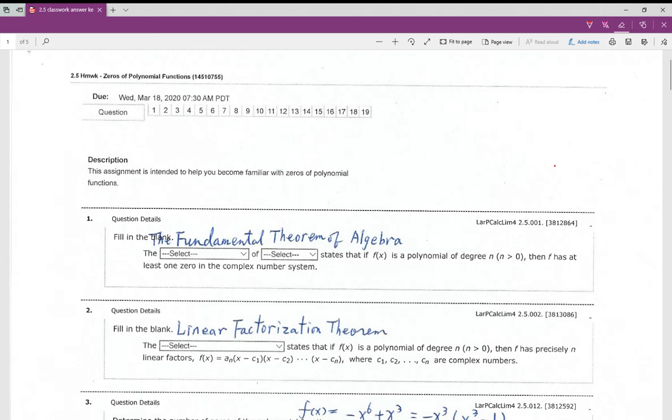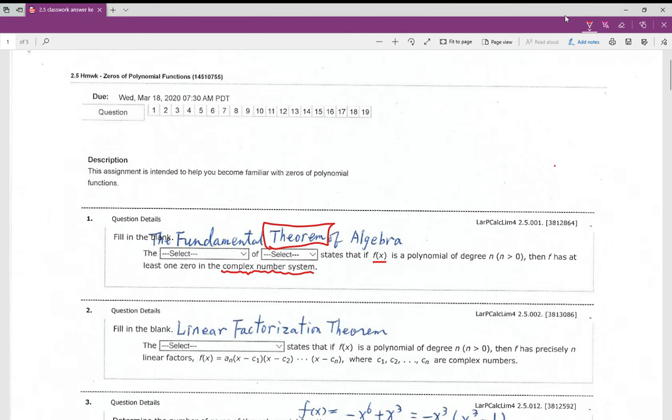2.5. This session is very important because we are going to learn how to solve for the zeros for a higher degree polynomial. Now, number one question, the fundamental theorem of algebra. This is the name of the theorem. Now, I would like you to pay attention not to the name. I would like you to pay attention to the complex number system.